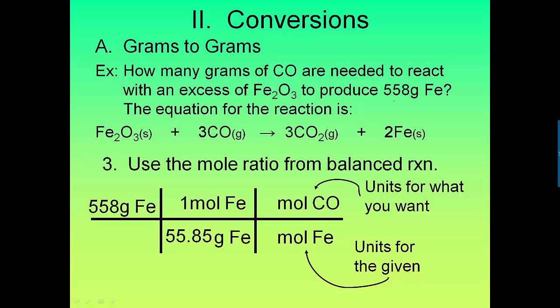Now, what numbers go with these? Well, I go to the balanced chemical equation, and I can see that there's a 2 in front of the Fe and a 3 in front of the CO. So I'm going to take the 2 from the Fe and put it next to the moles of Fe, and take the 3 from the CO and put it next to the moles of CO.